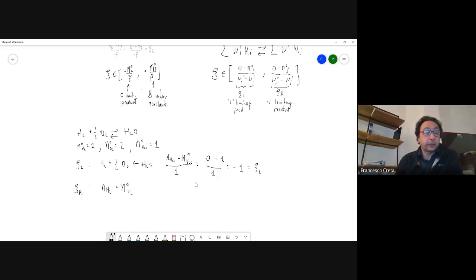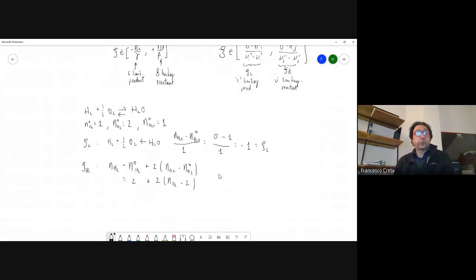So the initial number of moles of H2 is equal to the initial number of moles of H2 plus 2... NO2 minus NO2 initial. So it's essentially 2 plus 2 NO2 minus 2. Okay, I'm just using essentially the definition of progress variable and the fact that the ratio of the change in moles divided by the stoichiometry is equal to the same thing for the oxygen.